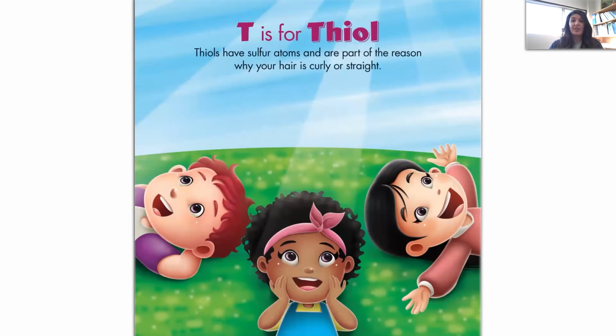T is for thiol. Thiols have sulfur atoms and are part of the reason why your hair is curly or straight. Sulfur is an element on the periodic table, and sometimes it can bond to another sulfur atom and it creates a bend. If you have a lot of the sulfur atoms bonded together, that means your hair is curlier.